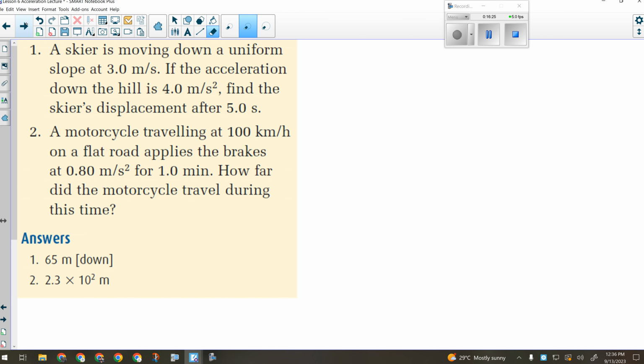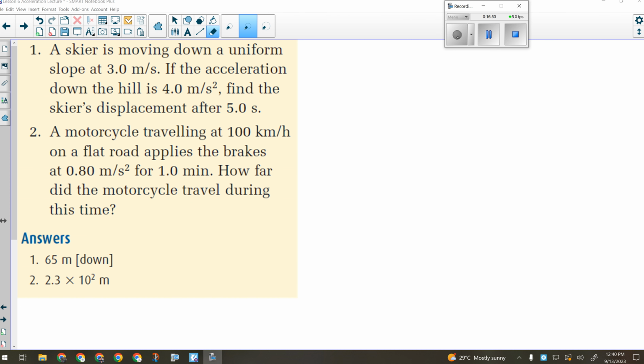All right, try those two. They're pretty easy because they actually both ask for D. You don't even have to do any manipulating on those two. So for number 1 here, we got a skier moving down a uniform slope at 3 meters per second. The acceleration down the hill is 4 meters per second squared, and we're looking for the displacement after 5 seconds. So everything is down the hill. Don't even really have to worry about positives and negatives for this question.